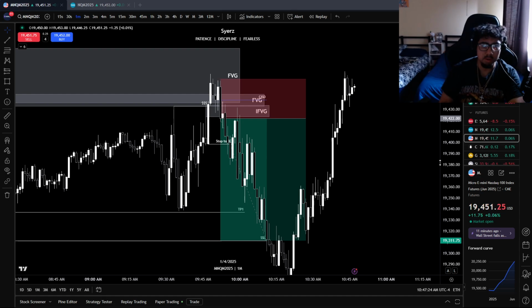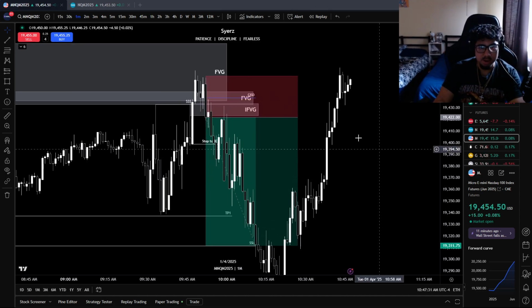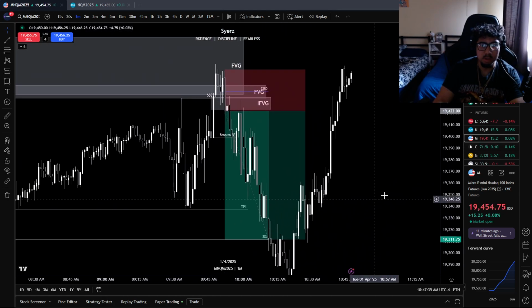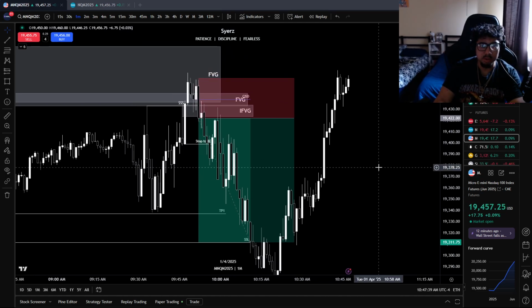I made more than what I risked. I risked about 200 on this trade, so I made like 230. So it is what it is. Now if you guys see here, if I would have held the whole thing, it would have hit my final TP. But I mean, there's nothing really I can control right there. It is what it is.